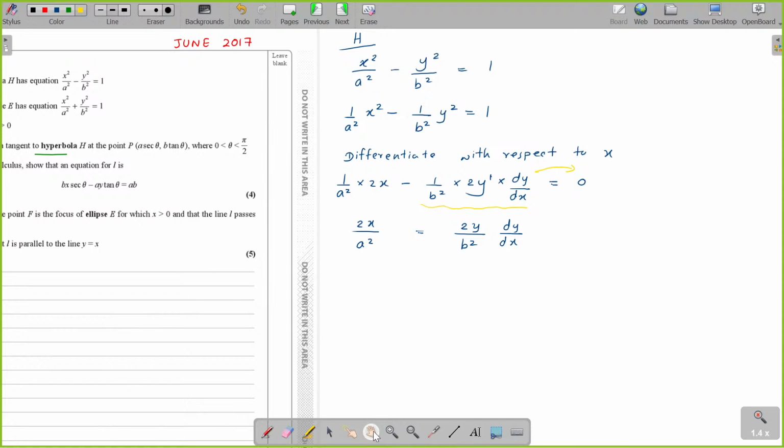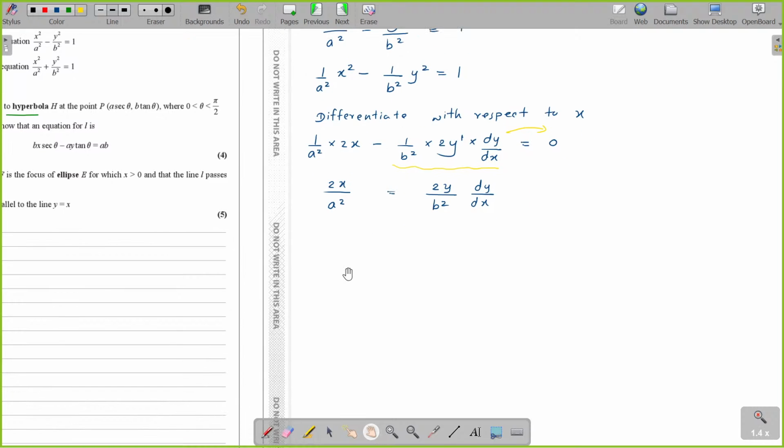Okay, so now what do we do? We'll make dy by dx the subject. So when you make dy by dx the subject, I could cancel out a 2 over here, and I get b square over a square and x over y. I just wrote it like this. You could write it under a common line, that's fine. So x b square over y a square, something like that.